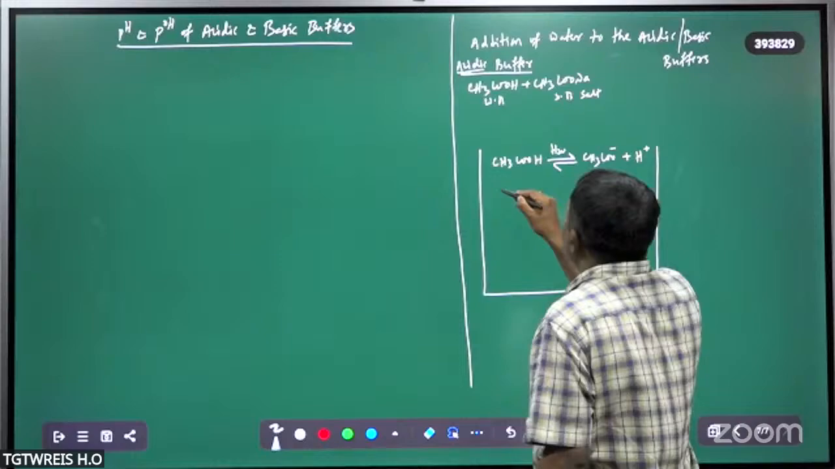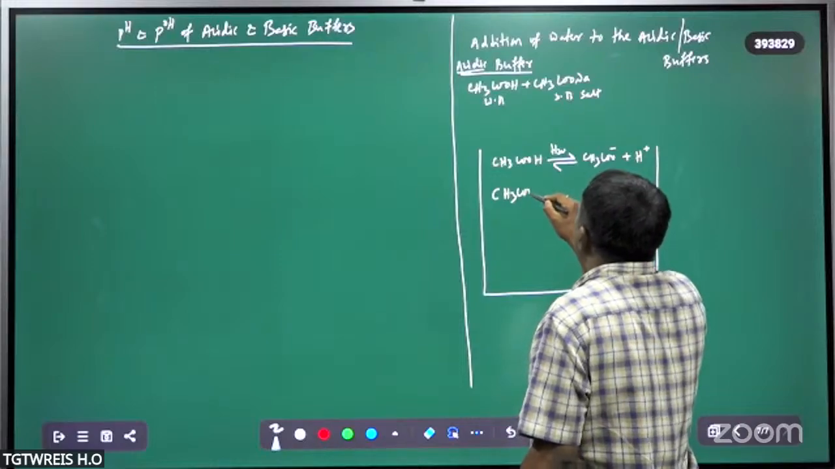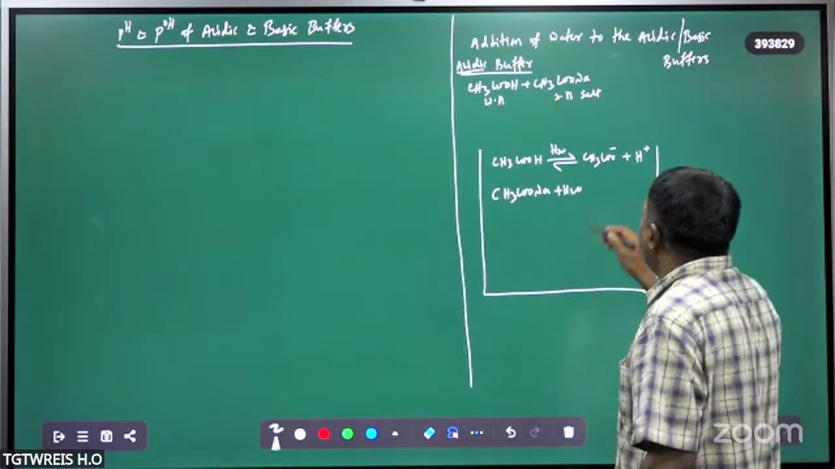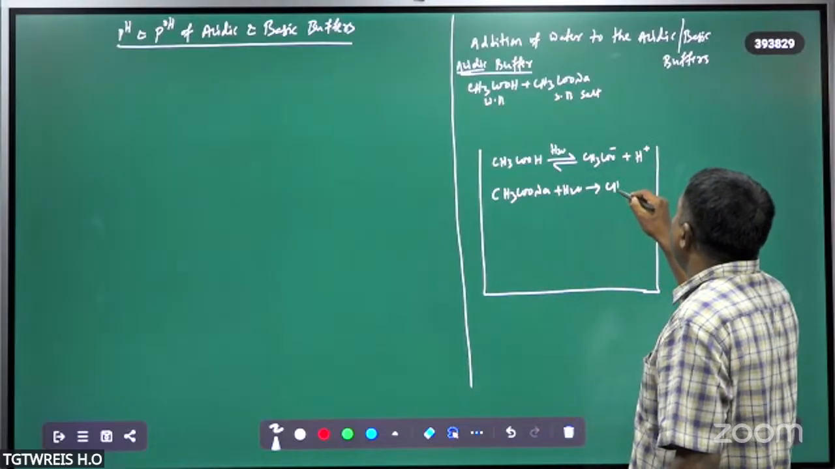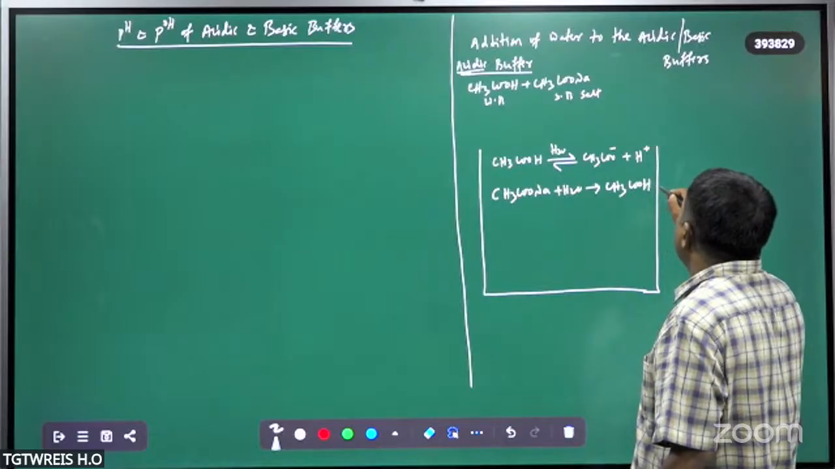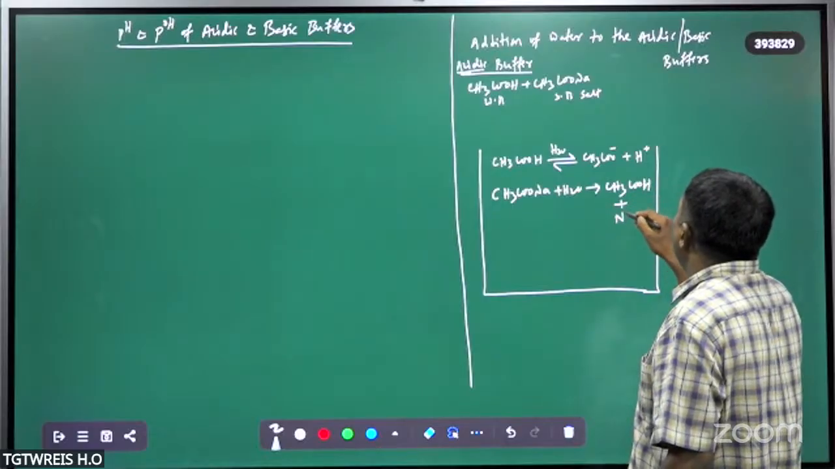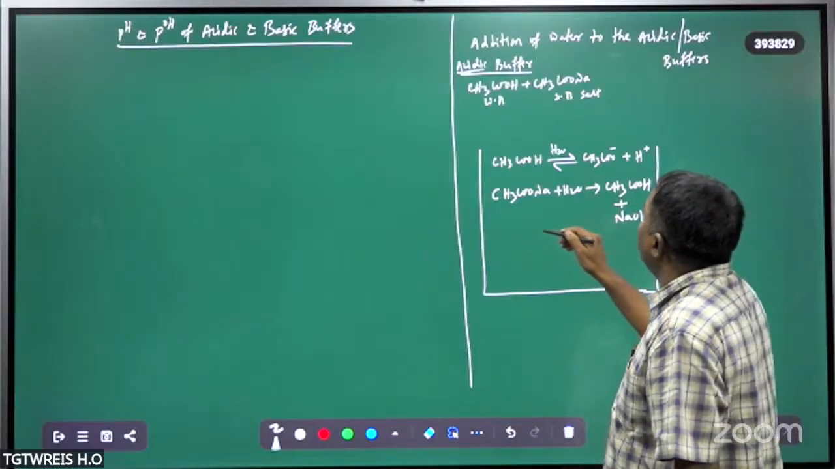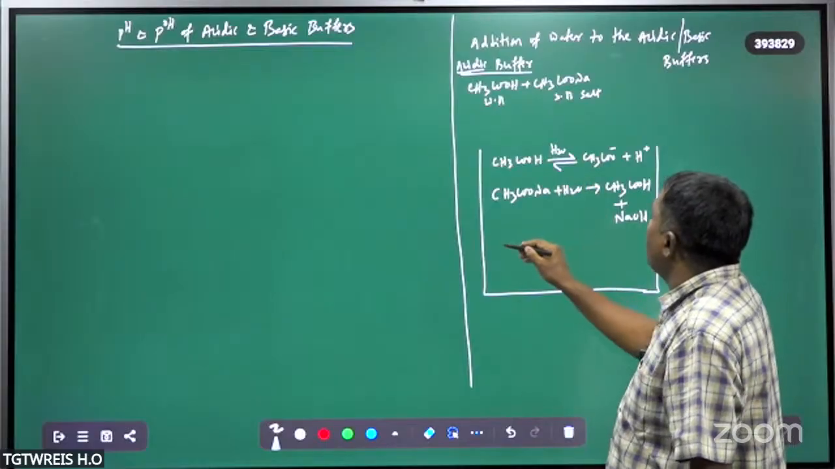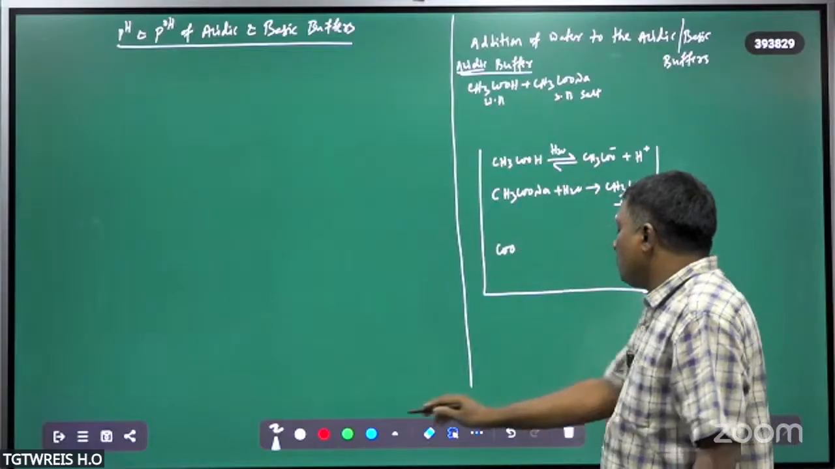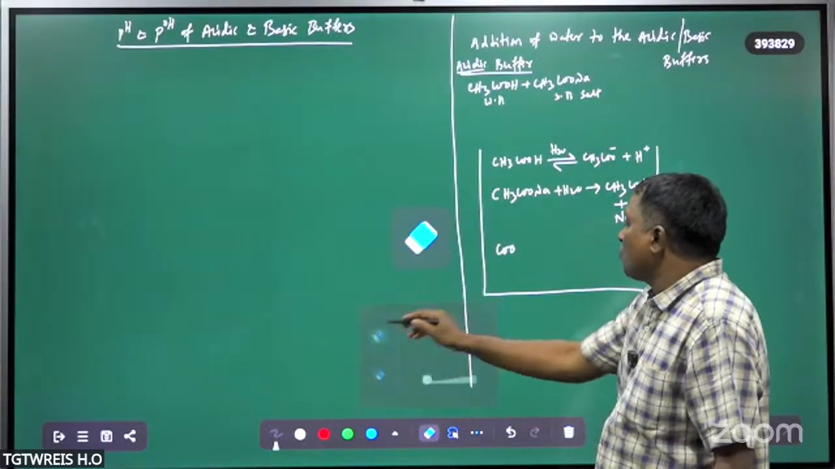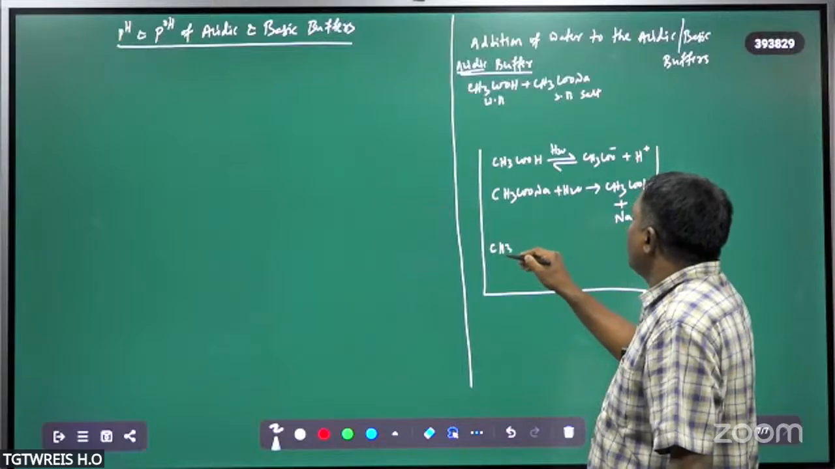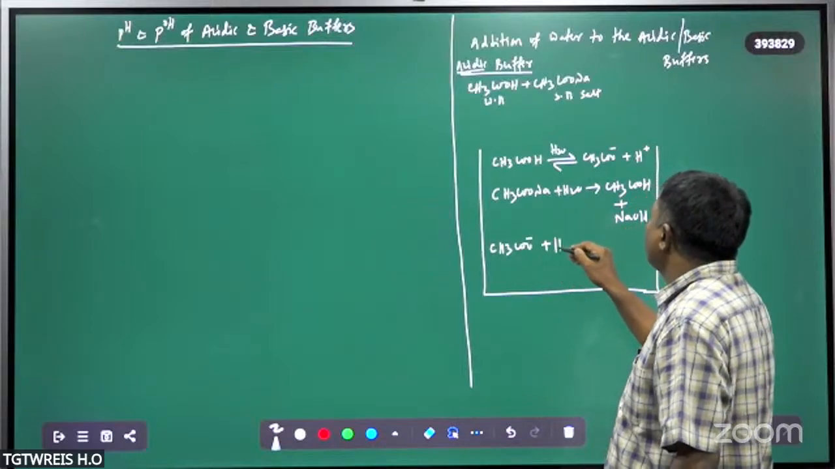Next, CH3COONa, on adding water, forms CH3COOH plus NaOH. And we have one more thing, CH3COO minus. CH3COO minus plus water, what will happen?